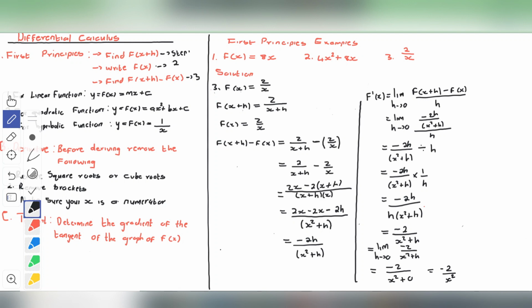So we are done with the first principles example. These are the functions that you need to be aware of. The examiner can choose from the linear function, quadratic function, hyperbolic function, or also the cubic function. But then you use the same method, right? The tricky part was the hyperbolic function. So whenever you have a hyperbolic function, you saw what you do, and whenever you have the quadratic function, you saw what you do, and also the linear function.